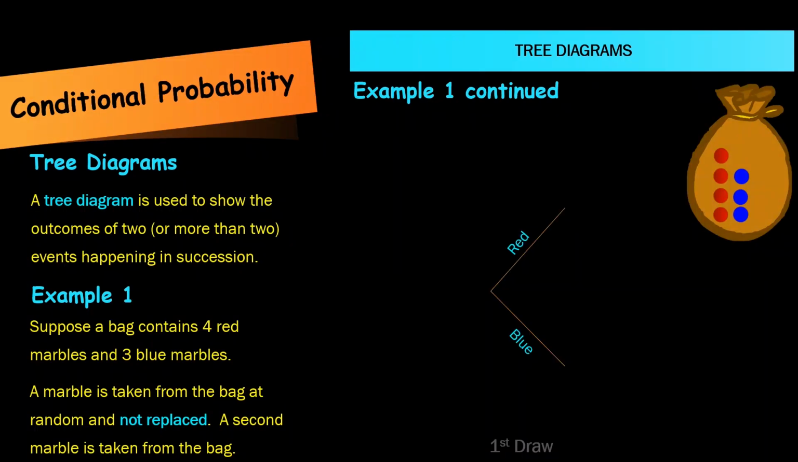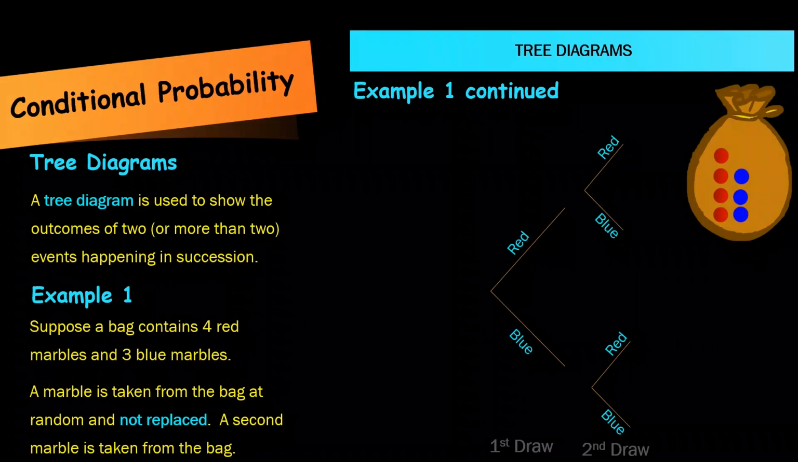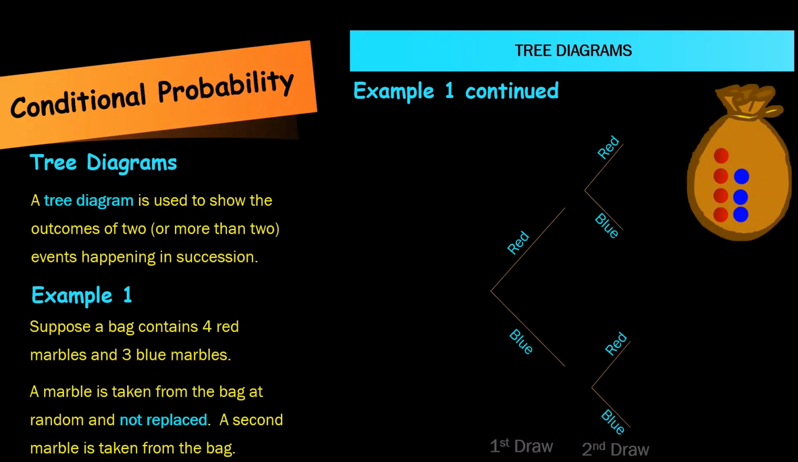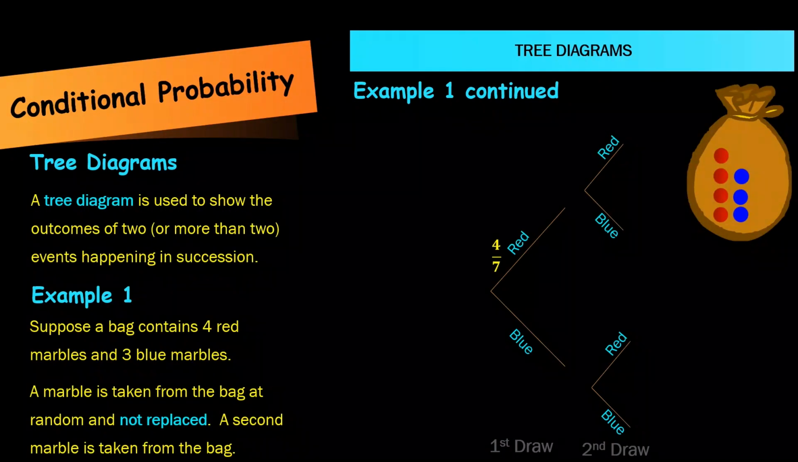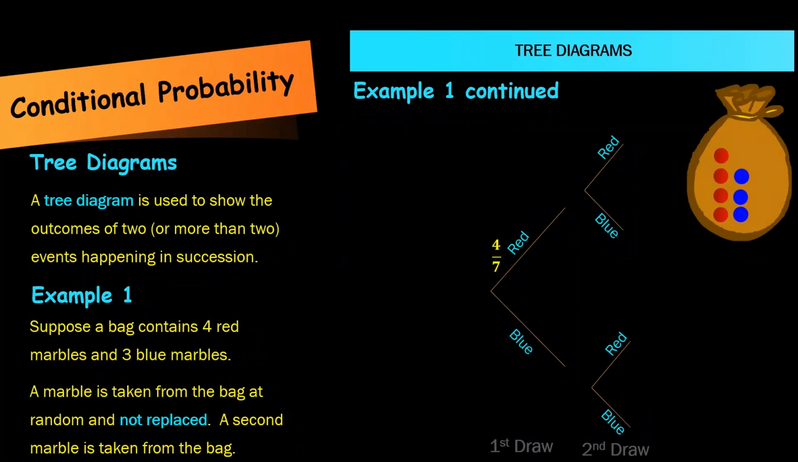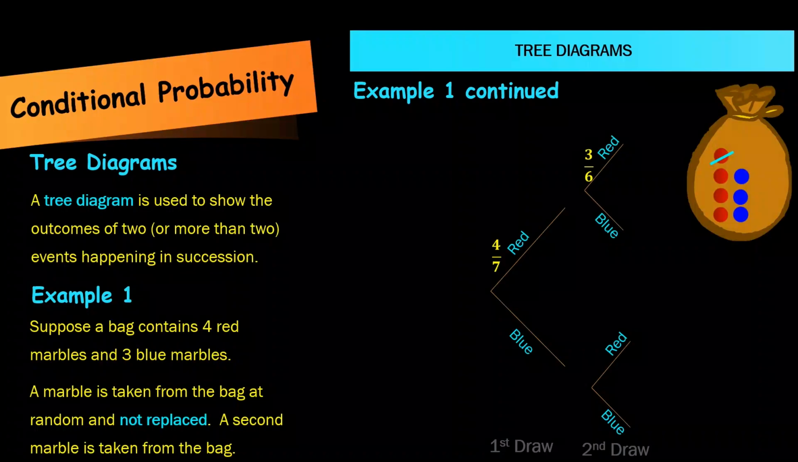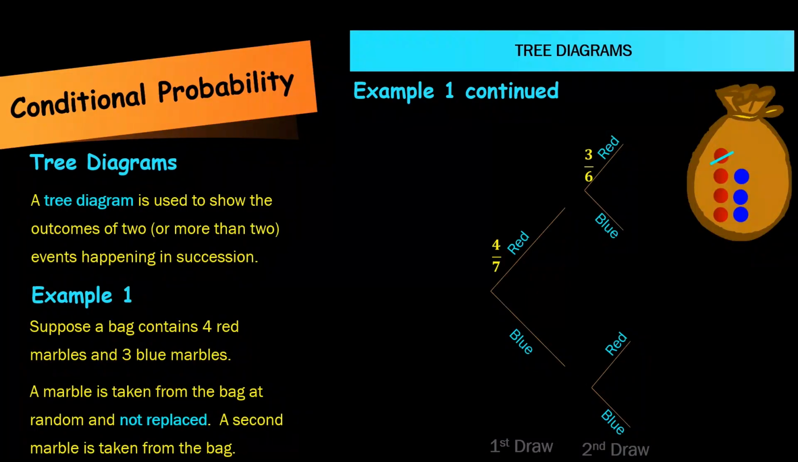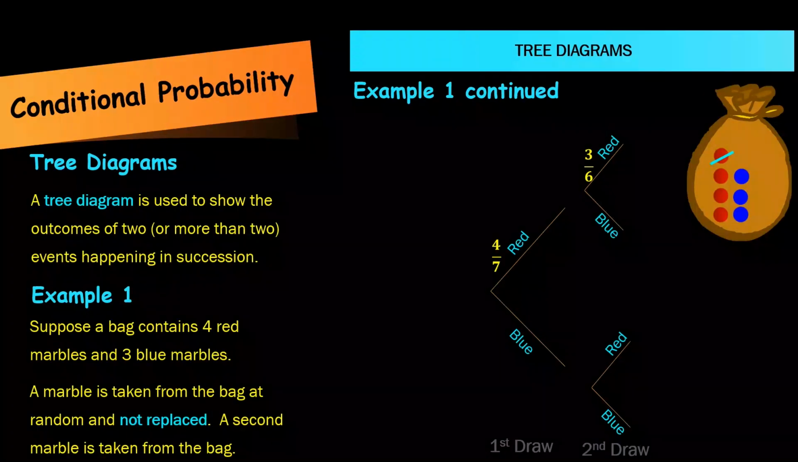So on the first row, we can either draw a red or a blue, and similarly on the second row. The probability of drawing a red on the first go is 4 out of 7. Once we've drawn a red, we don't replace it, and so the probabilities on the second draw now change. And so the probability of drawing a red on the second draw is 3 out of 6, and similarly the probability of drawing a blue is 3 out of 6.